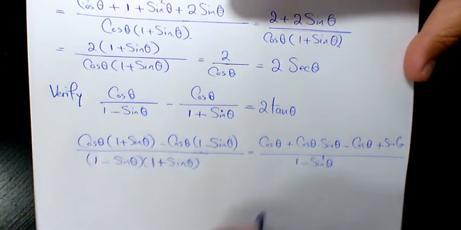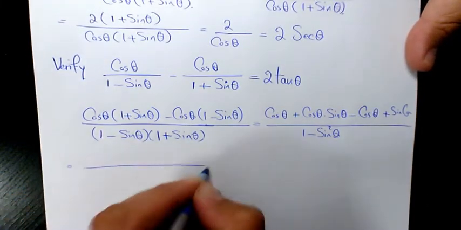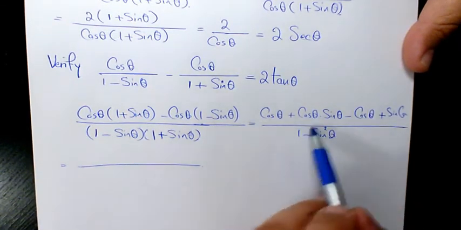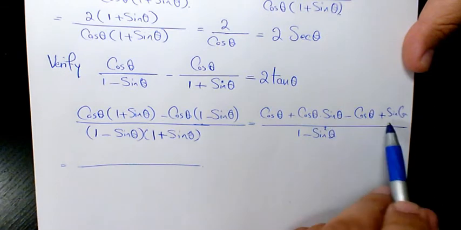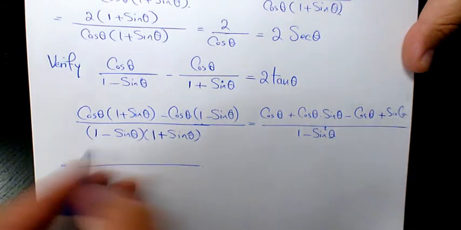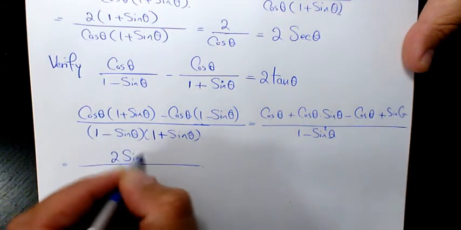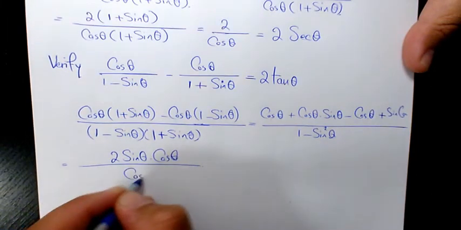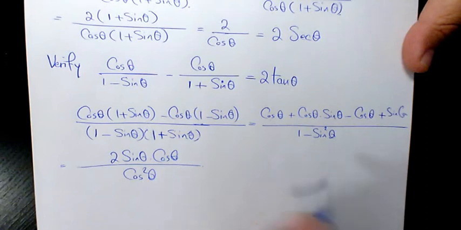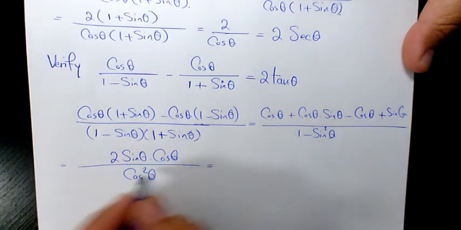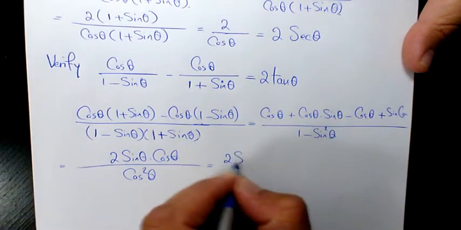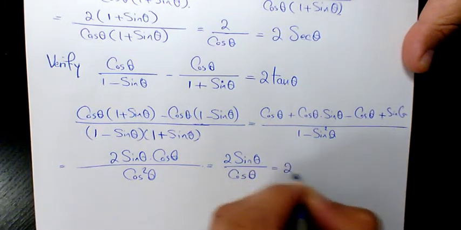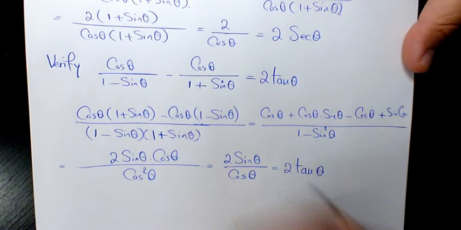squared theta. So that will be cosine theta minus cosine theta cancel out, and here we have cosine theta sine theta plus sine theta cosine theta. So it's going to be 2 sine theta cosine theta over cosine squared theta, because 1 minus sine squared is going to be cosine squared. Then you cancel cosine and cosine, it's going to be 2 sine theta over cosine theta, which is 2 tan theta.